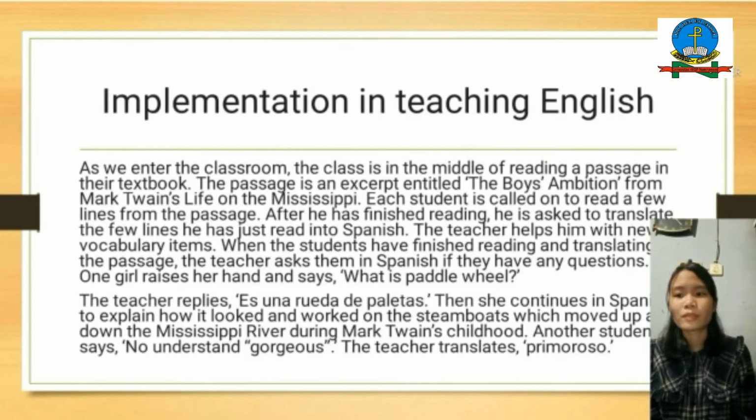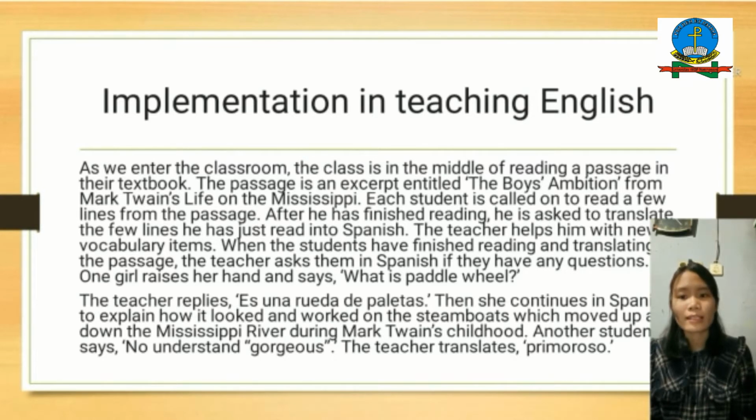The teacher helps him with new vocabulary items. When the students have finished reading and translating the passage, the teacher asks them in Spanish if they have any questions. One girl raises her hand and says, "What is pedal here?" The teacher replies, "Es un rueda de platos." Then she continues in Spanish to explain how it looked and worked on the steamboat which moved up and down the Mississippi River during Mark Twain's childhood.